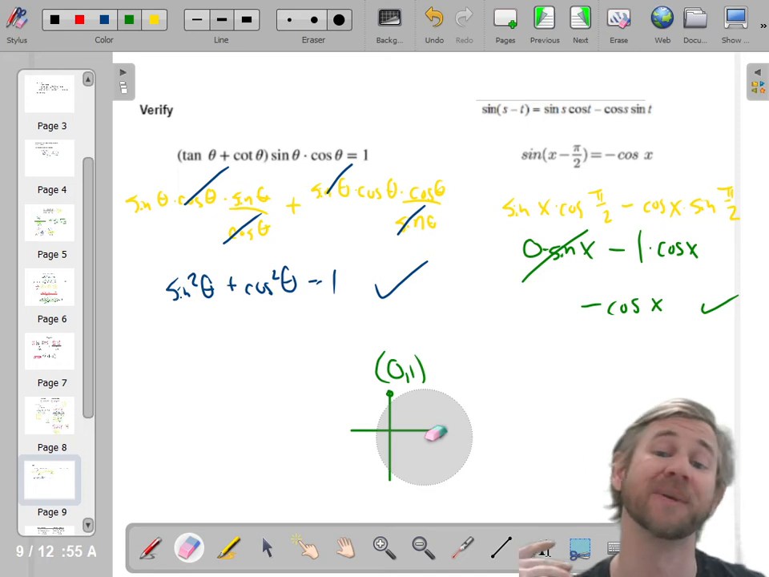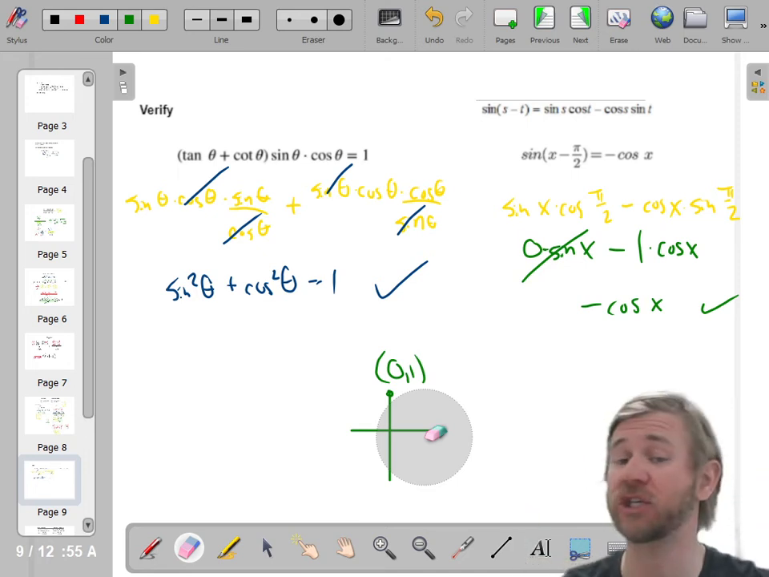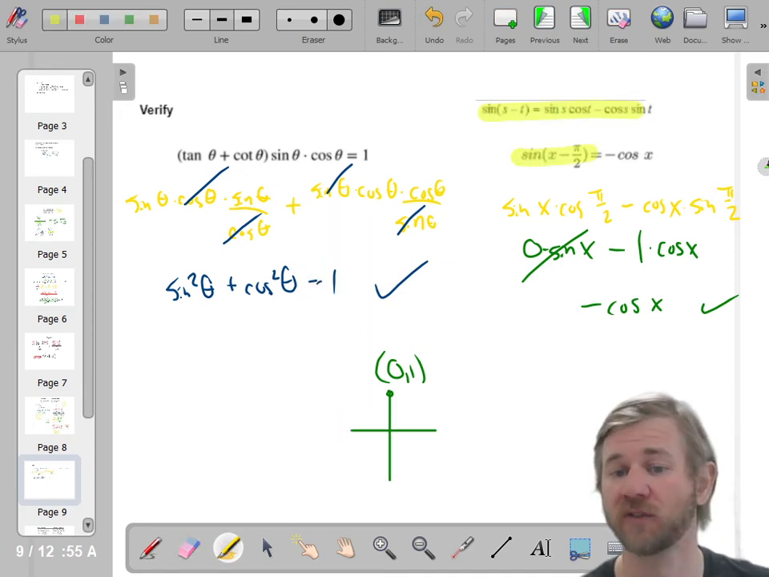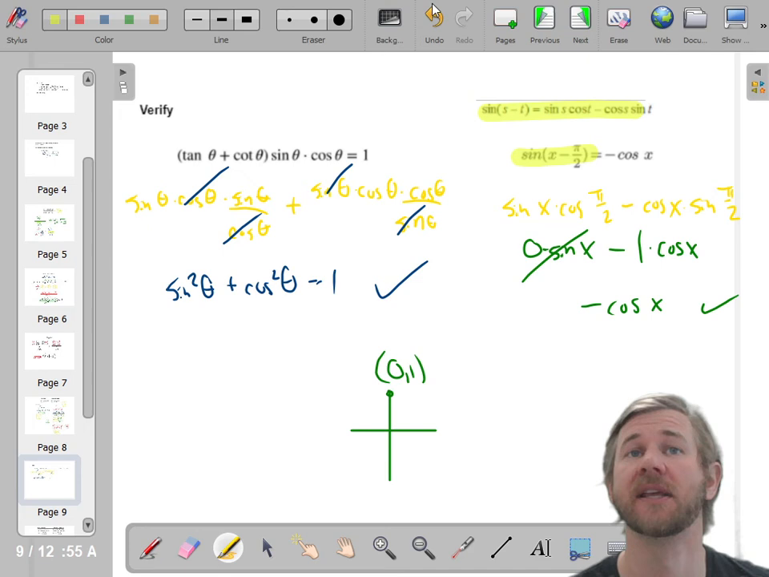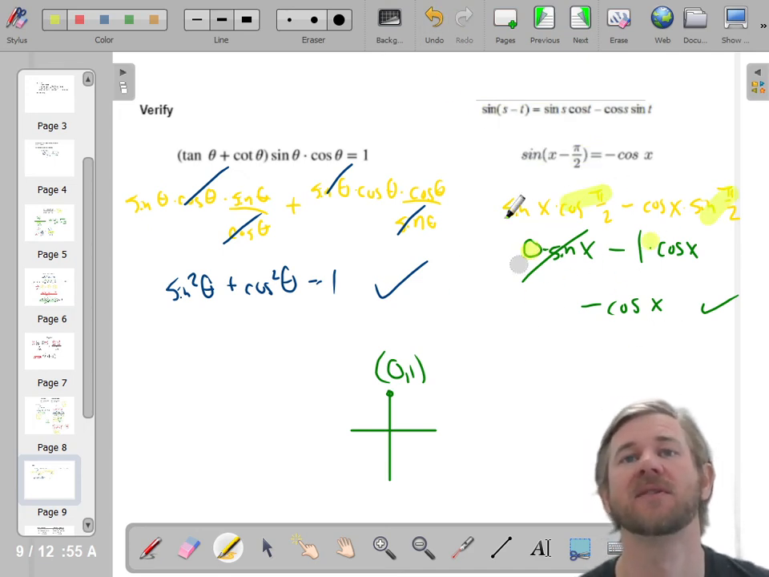So usually these are really easy because you are just following a property. You don't have any choice on what to do. If you see a sum or difference, use the sum or difference formula. And it'll usually clean up in like one step. You just got to know the cosine of pi over 2 is 0 and the sine of pi over 2 is 1.